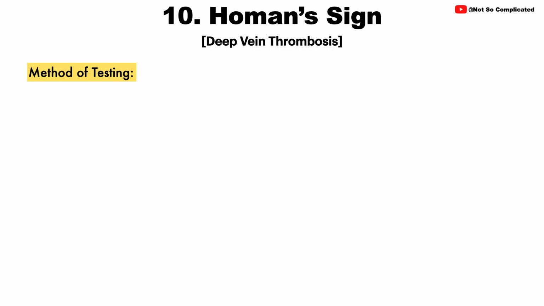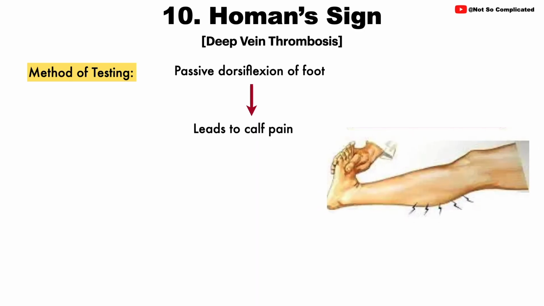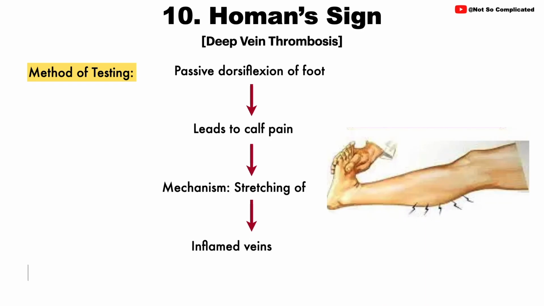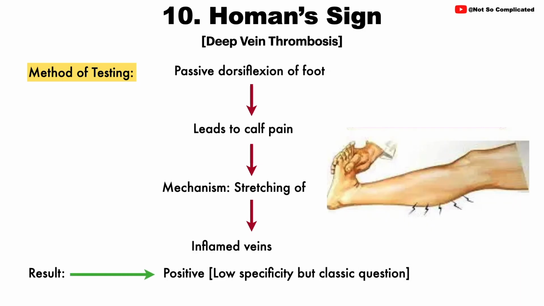The method of testing is you have to passively dorsiflex the feet, all right, and that will lead to calf pain, just like this, visually. So the mechanism is that there will be stretching of inflamed veins, and the result is positive in deep vein thrombosis. But this sign is very low specific for DVT, but it is a classic question.